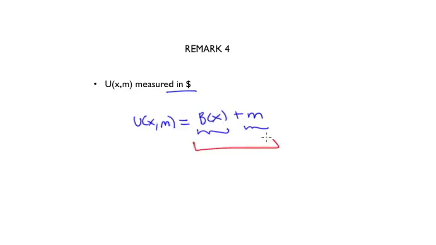Finally, notice that under the quasilinear assumption, the experienced utility of x and m is measured in dollars and has a nice interpretation, which is the following. It's just the total amount of dollars that you would have to receive to be indifferent between consuming x and m and not consuming any x, because this is how much utility you get from consuming the m units of the composite good. This is how much utility you get in dollars from consuming the x units of x. So if I want to take that out, I have to give you this much of the composite good, remember, measured in dollars, to make you indifferent. So that's the interpretation of u of x, m.